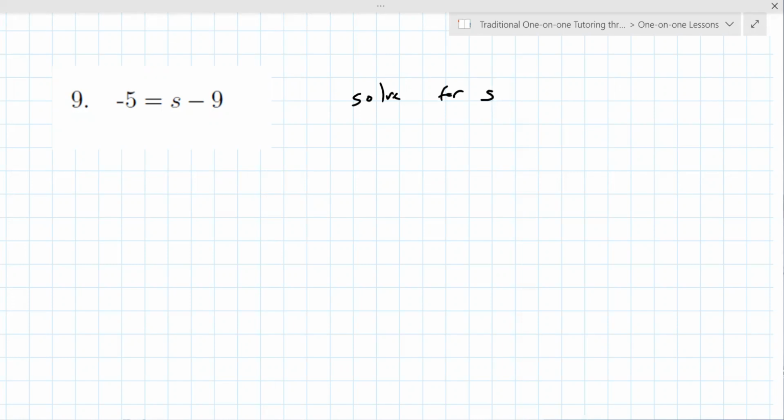Do you have an answer for me? Would it be 4 minus 9? So you're adding 9 to both sides of the equation. Okay. Now maybe you tried to add 5, but you want to isolate the variable.